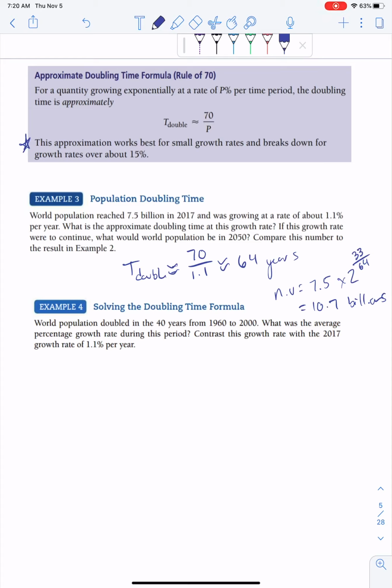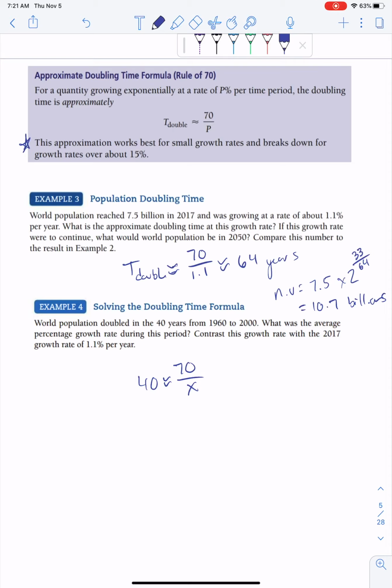Solving the doubling time formula. World population doubled in the 40 years. We did this. What was the average percentage growth rate during that period? So if our doubling time was 40 years, and we use this approximation, then I would do 70 over the percent that I'm looking for. And it wants to know, what is that average growth rate?